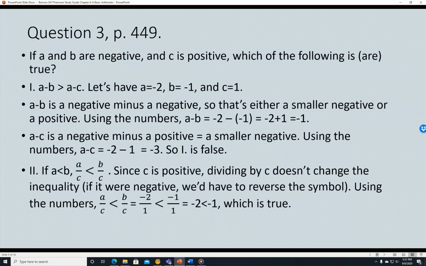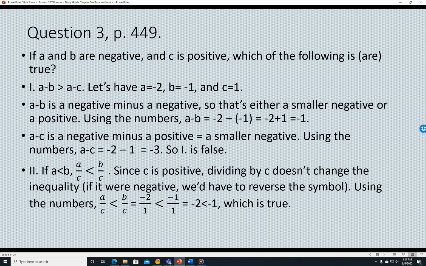All right, so question 3, page 449. If a and b are negative and c is positive, which of the following is or are true? So 1, a minus b is greater than a minus c. Well, let's have a equal to negative 2, b equal to negative 1, and c equal to 1. So a minus b is a negative minus a negative, so when you subtract a negative, it's like adding a positive, so the result is going to be either a smaller negative or a positive. So using the numbers we've chosen, a minus b is negative 2 minus negative 1, which is equal to negative 2 plus 1, which is equal to negative 1.